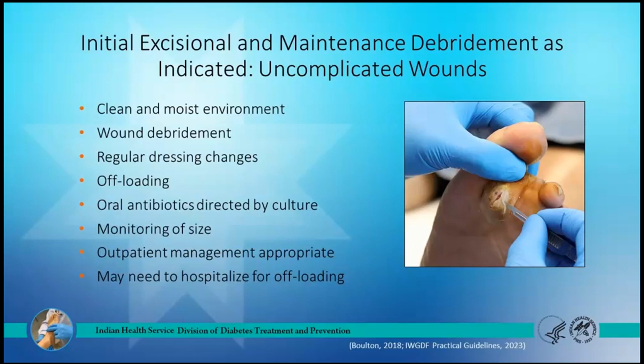We need to offload the wound. We need to prescribe oral antibiotics, again, directed by culture. We need to continually monitor the size of the wound. And that's, of course, for good documentation, demonstrating progression of the wound versus decompensation of the wound. Later on in this slide, we will talk about one of the criteria of using advanced wound products. But for right now, outpatient management is appropriate for uncomplicated wounds. Some patients who even have uncomplicated wounds but cannot be offloaded may need hospitalization.